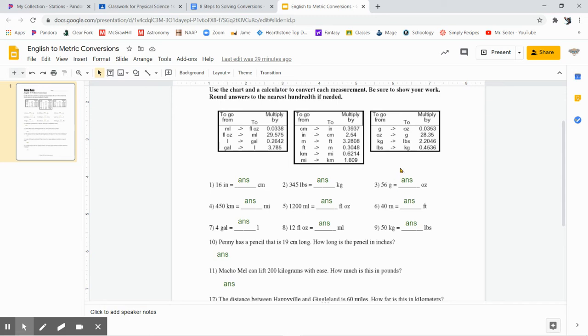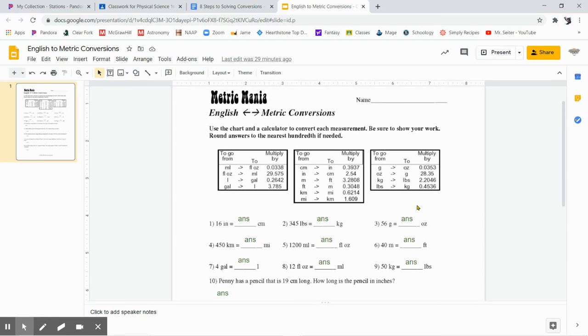Pounds to kilograms, right here. You can use either one of these. It doesn't matter. Kilograms to pounds or pounds to kilograms. I'm going to use this right here. It's just going to make it easier. And again, we can round this. Let's just round it to 1 decimal point. Round your answers to 1 decimal point.